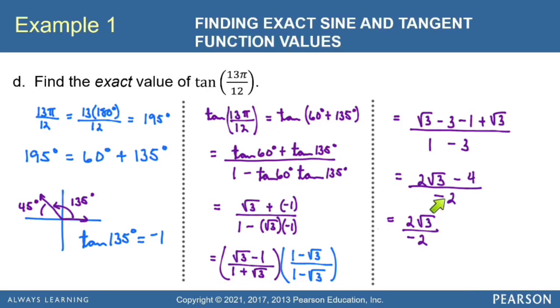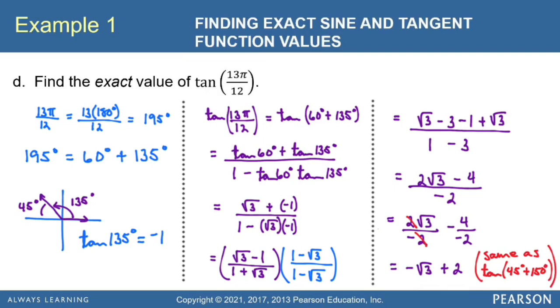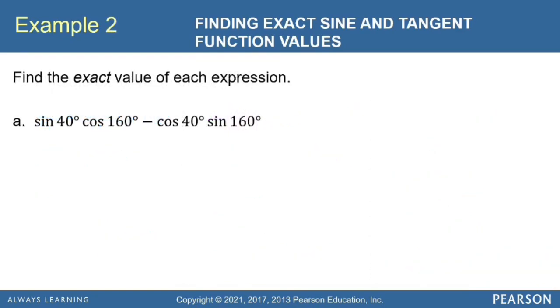2 square root of 3 divided by negative 2 minus 4 over negative 2. And then reducing here, the 2's will divide out, and that would leave us with negative square root of 3 for our first term. And for the second term, minus 4 divided by negative 2 would give us plus 2. This is the same result that we got when we broke the angle down into 45 degrees plus 150 degrees. It just was a little easier to get to because we did not have to deal with that fractional tangent value. And now let's look at example 2.